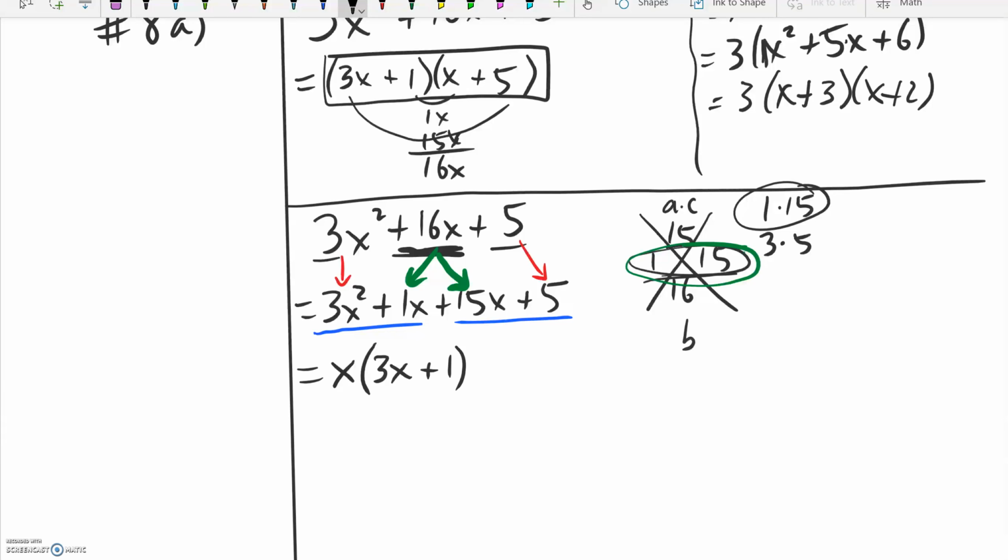Let's double check that. X times 3x is 3x squared. X times 1 is 1x. Perfect. Do that a little bit nicer. There we go. Next, this 15x and this 5.